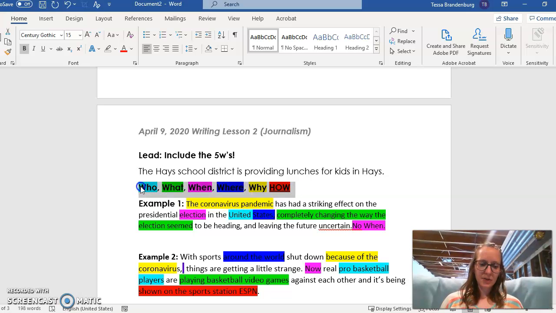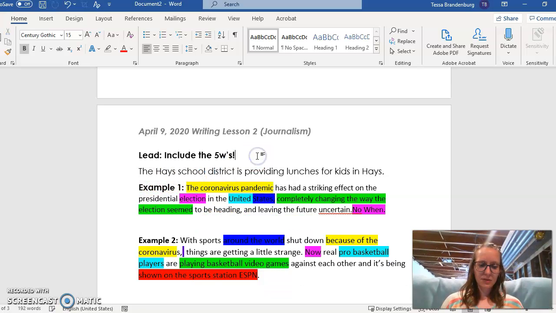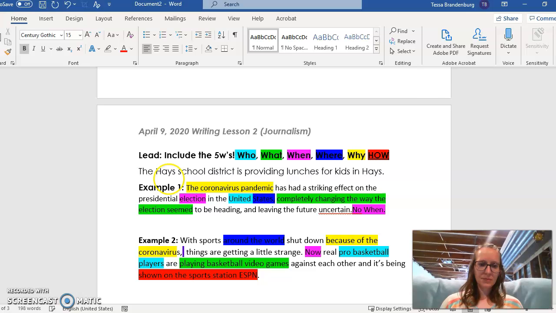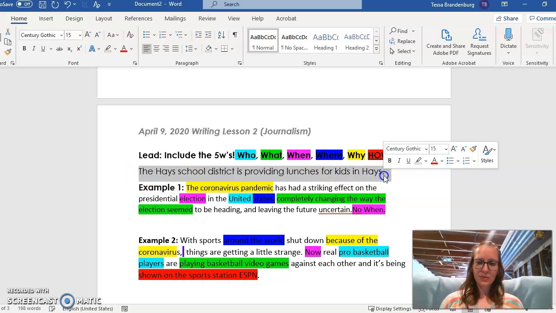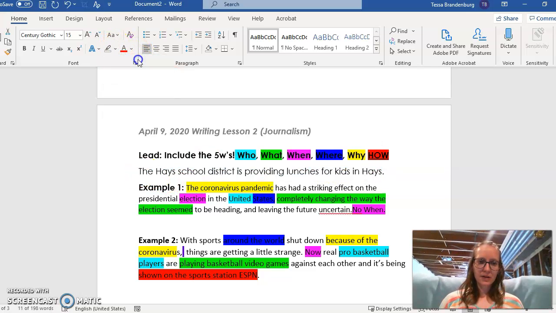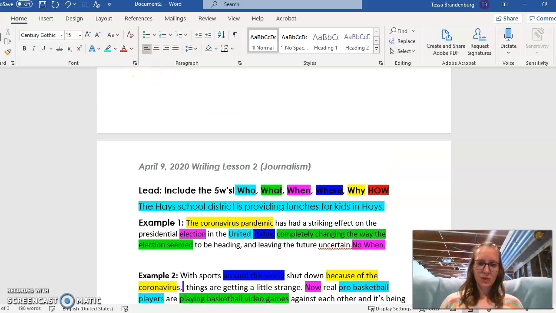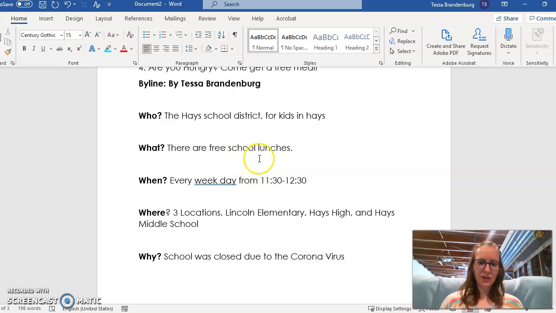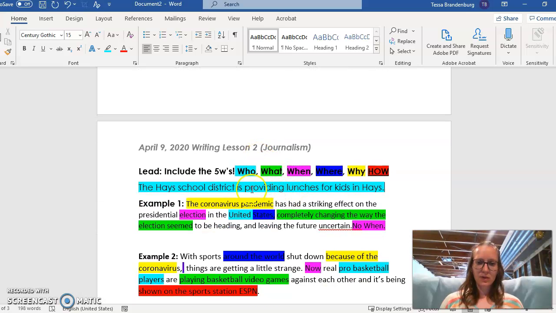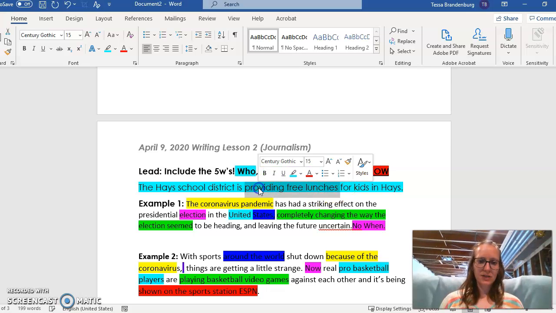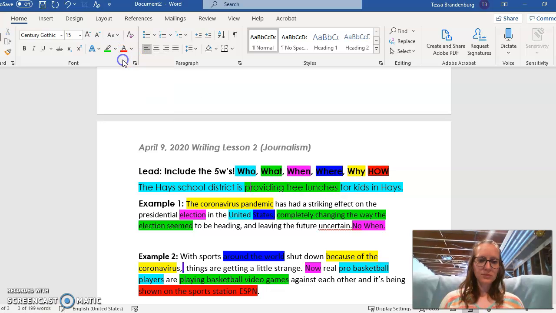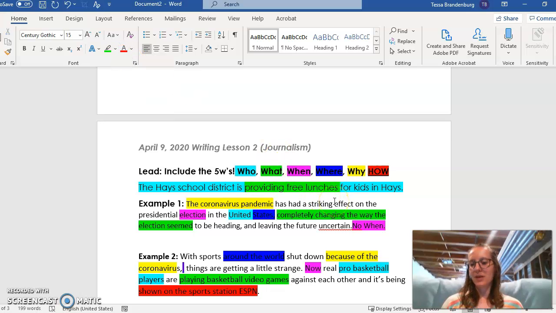I'm going to put this up here. So this is my who. Okay. And then what's my what here? So what's happening? Let's see. There are free lunches. Oh, it's providing free lunches. So free lunches is my what. And sometimes your who and your what might combine. They might be the same thing. And that's okay.